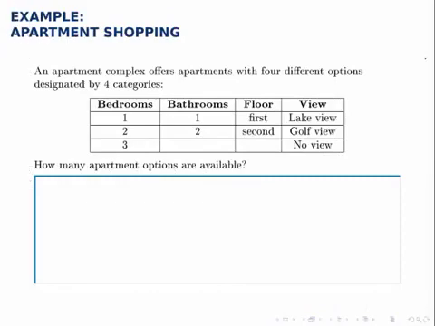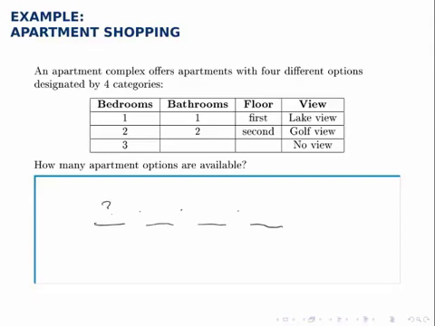An apartment complex offers apartments with 4 different options, designated by 4 categories. So you have the number of bedrooms, the number of bathrooms, which floor the apartment is on, and which view you get. And we want to know how many apartment options are available. In this case, essentially we're making 4 choices: the number of bedrooms, the number of bathrooms, which floor we're on, and which view we get. The fundamental counting principle, again, says that if we can figure out how many ways there are to make each choice, the number of ways of making all these choices together is simply the product of these numbers.